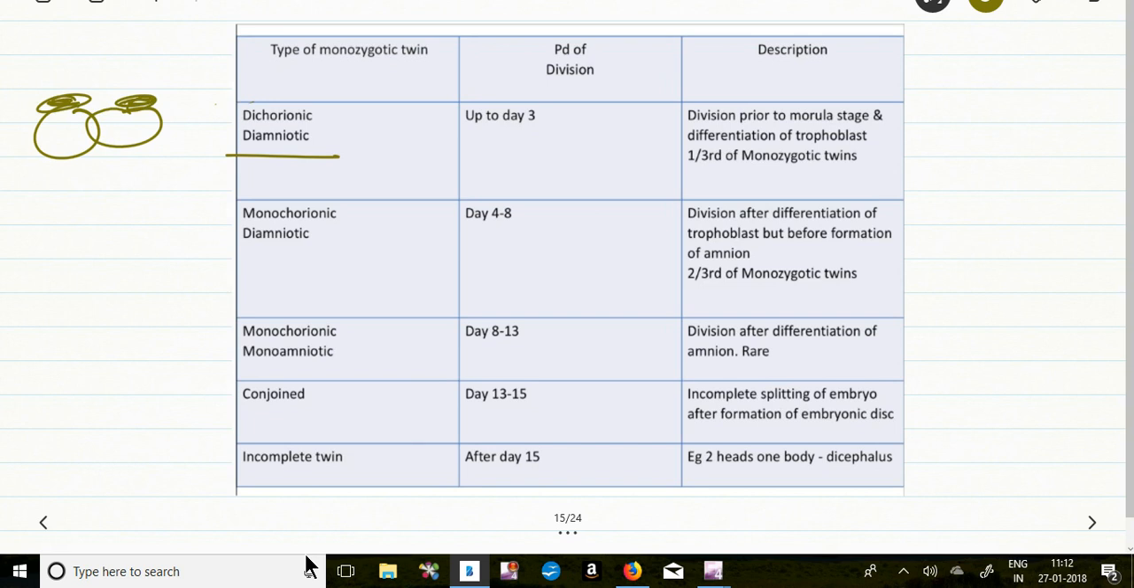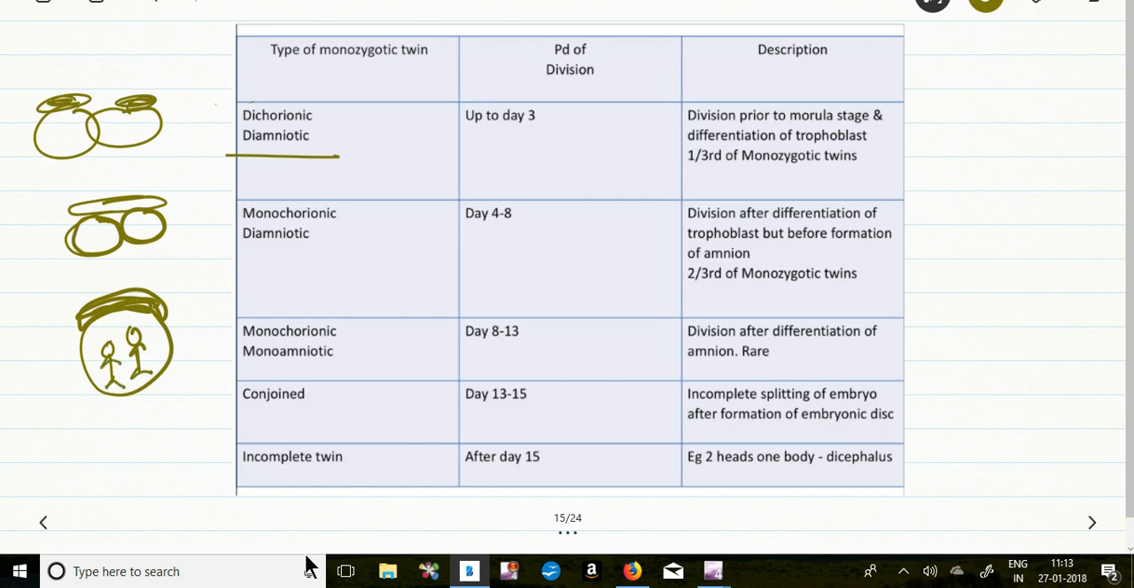Then you have monochorionic. Here what happens is trophoblast has already differentiated. Trophoblast is going to form placenta. So the placenta that forms is single and you have two babies in two different amniotic sacs. This is when the division takes place between day 4 to day 8 after fertilization. Then if the division takes place after day 8, after differentiation of amnion, you have monochorionic monoamniotic twin pregnancy, you have a single placenta, single amniotic sac, and you have two babies inside the same sac. There's no sac dividing them.